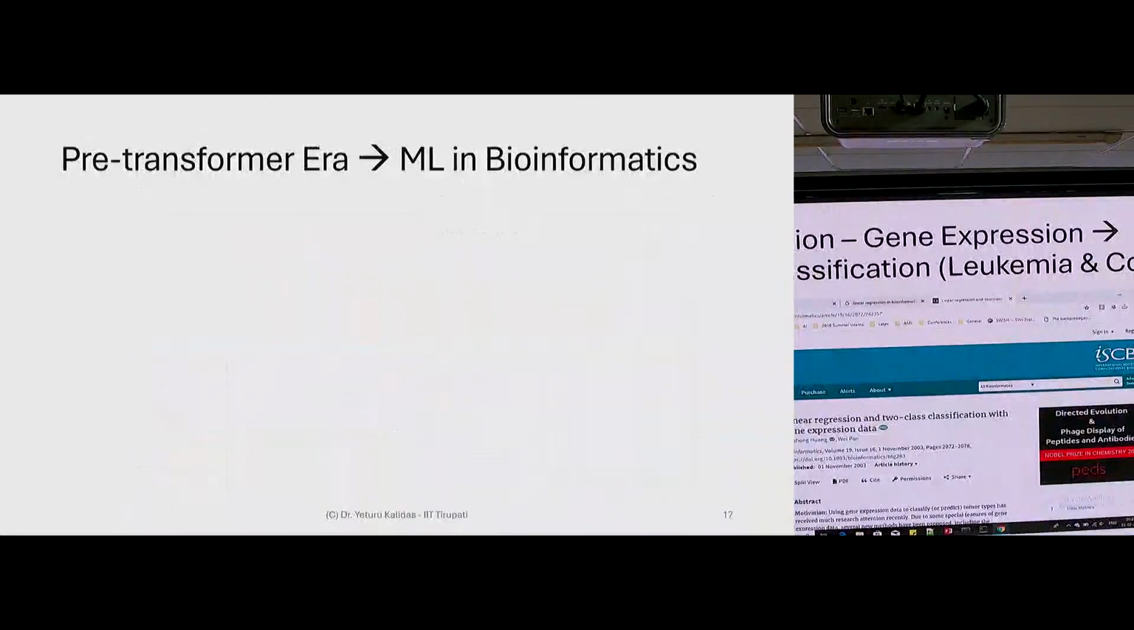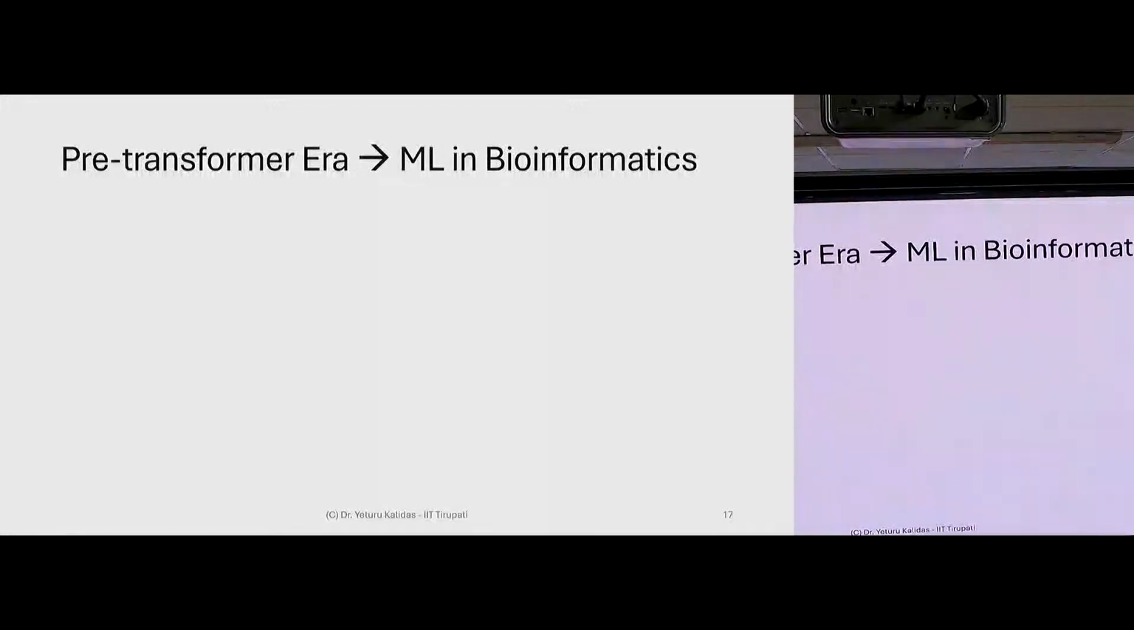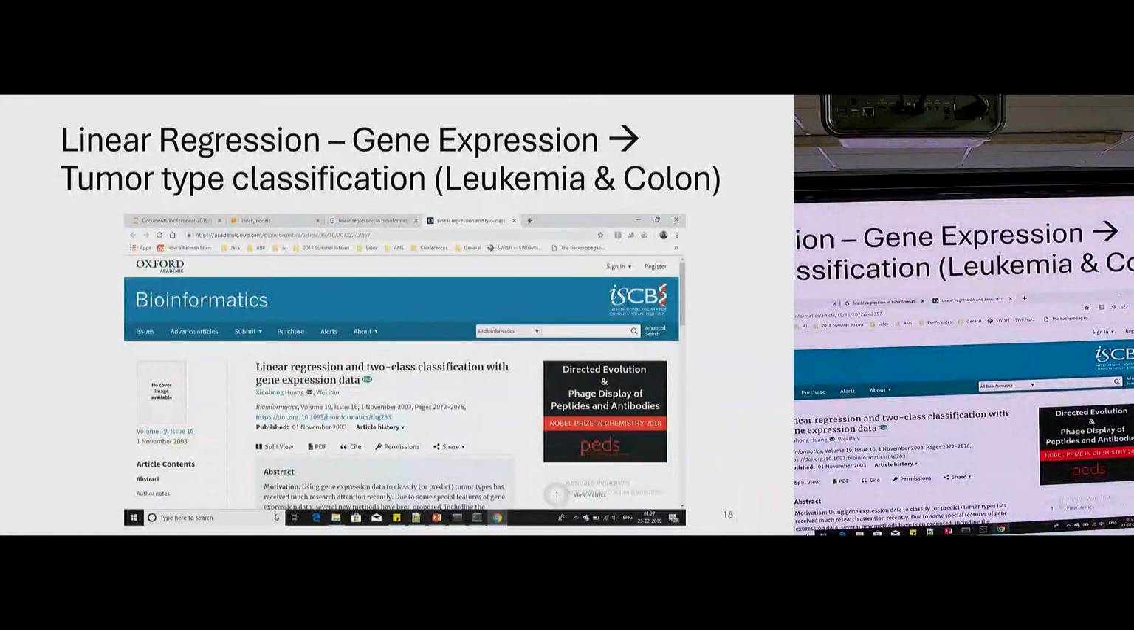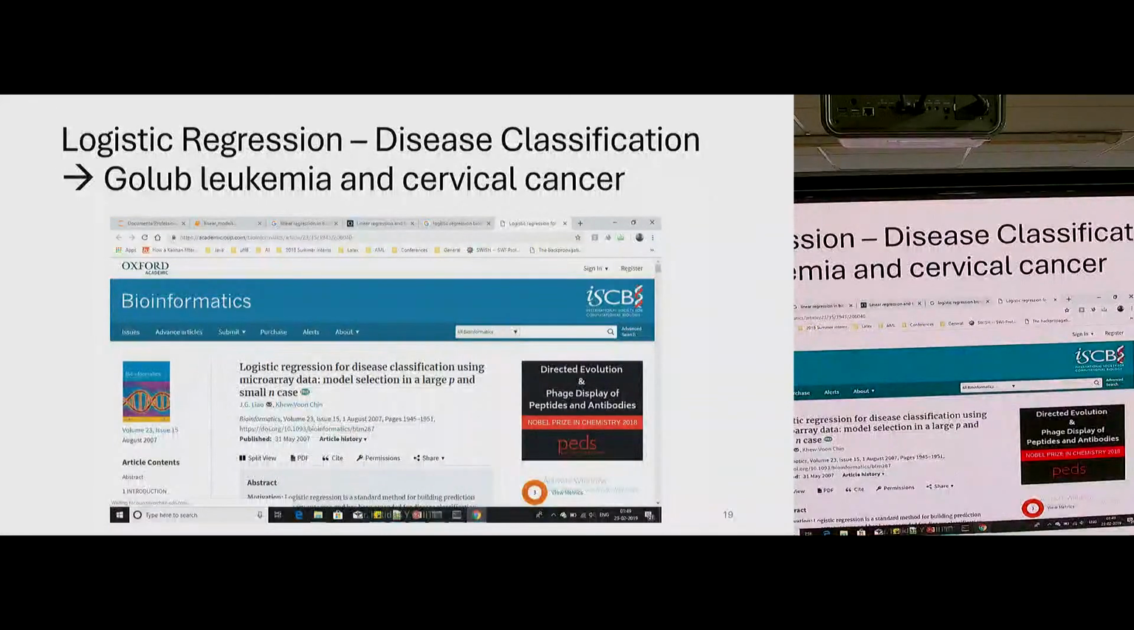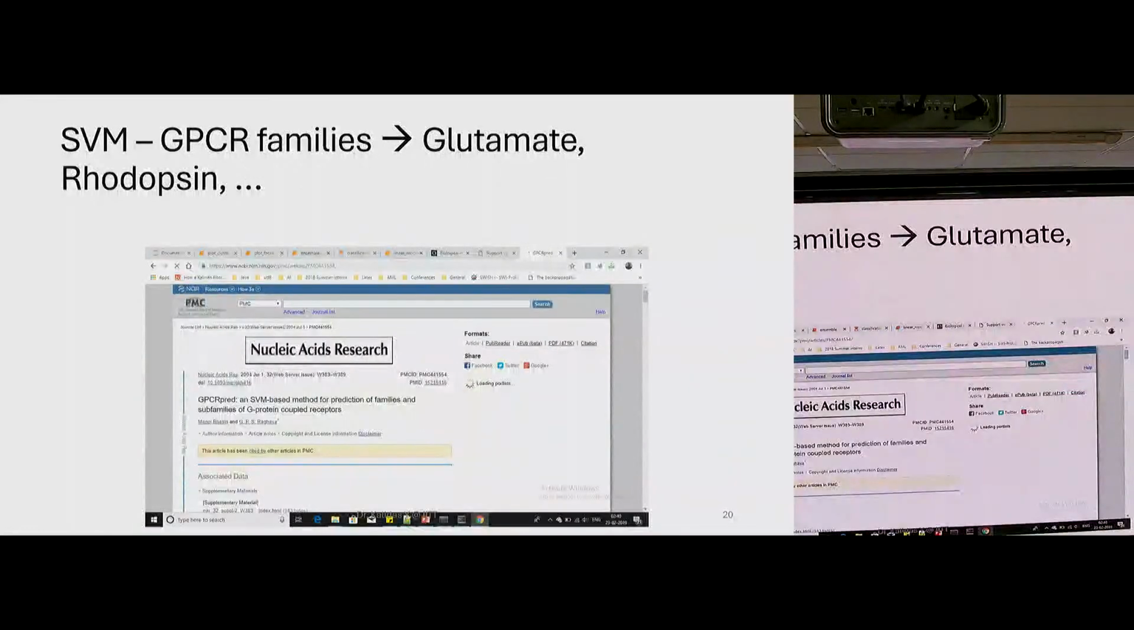Before the ML transformer era, a number of problems were of this sort, like applying linear regression on gene expression data. You have tumor type classification, applying logistic regression again on gene expression type of data, on classifying the type of cancer tumor it is. Classifying GPCR families using support vector machine: can I engineer a feature vector, feed it to the machine learning model, and get the output as what type of GPCR family it is? Is it glutamate, rhodopsin, and so on?